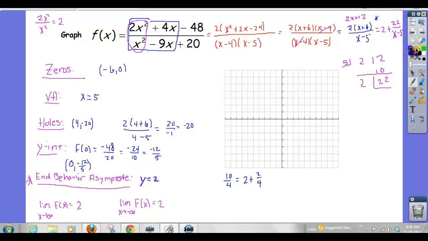And the idea is, as x goes to infinity, what happens to this piece? That goes to 0. So your function just starts approaching 2. It starts behaving just like y equals 2. Okay, so we have everything we need.